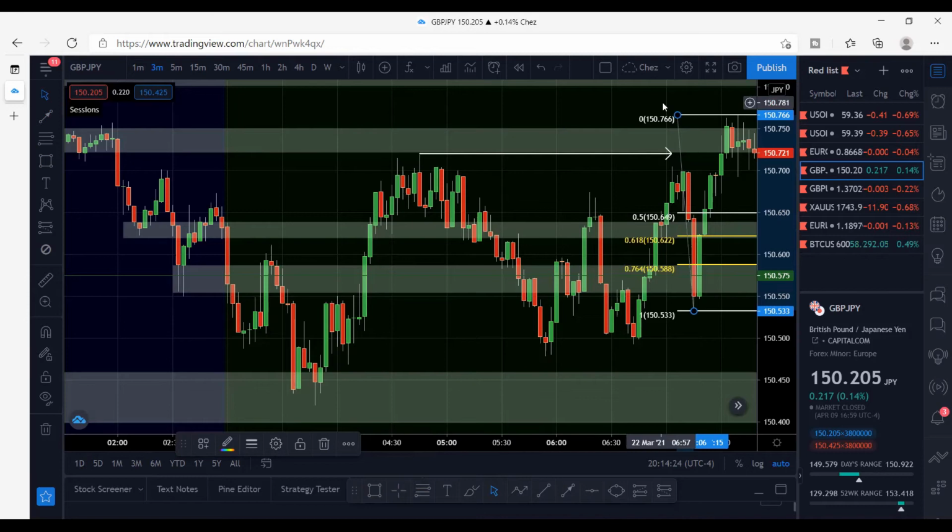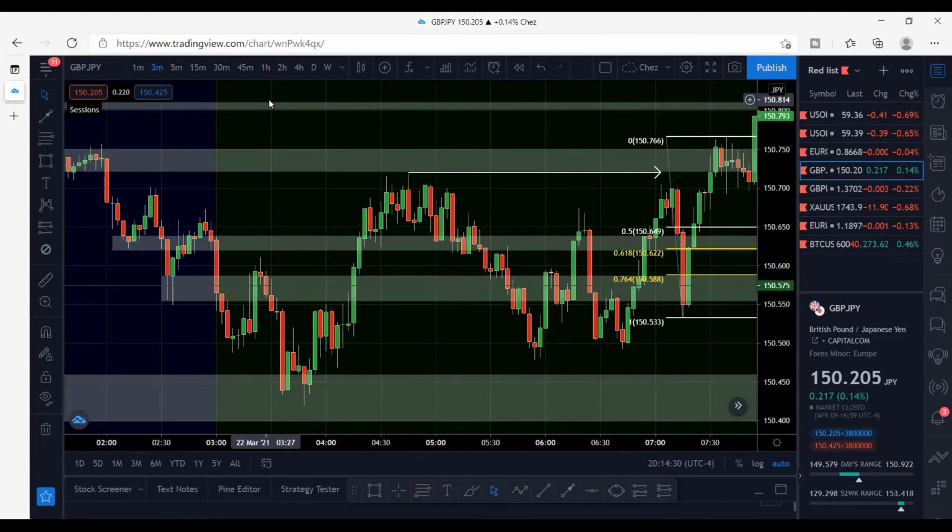So let's see if we get that pullback or it's just a clean breakout. Then we'll handle it from there. Okay, we're in a clean breakout here. We still have this level up here that we had drawn in from some time ago.